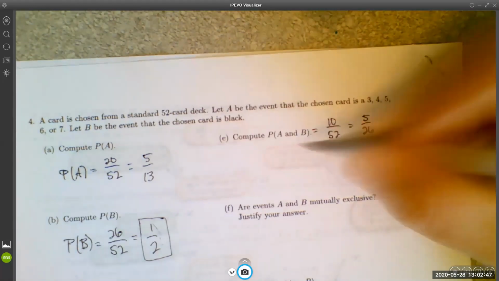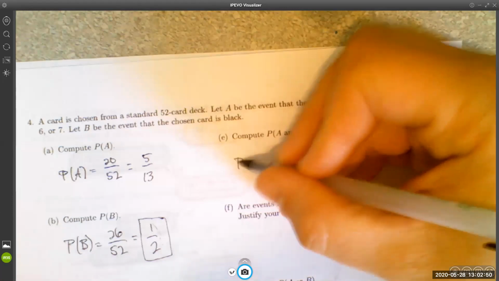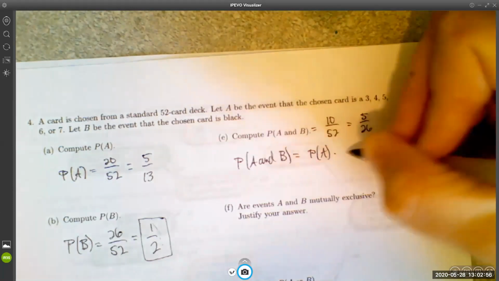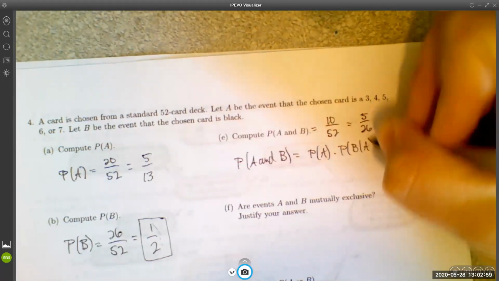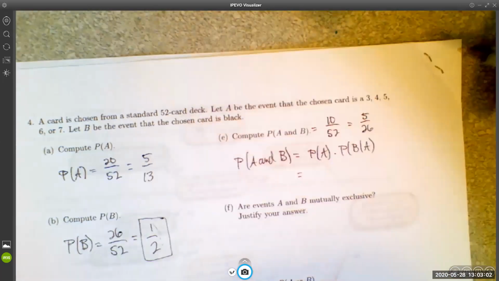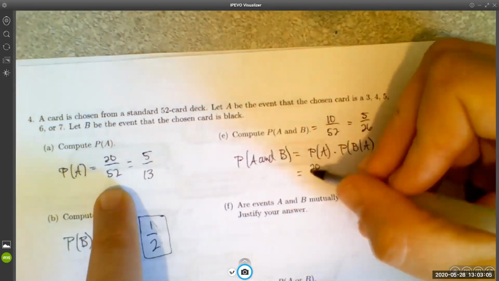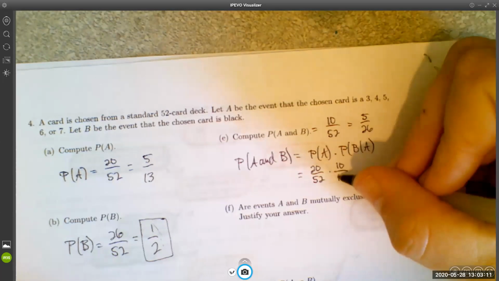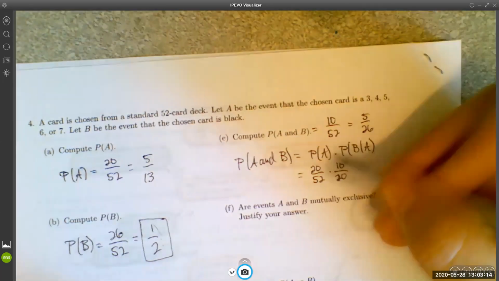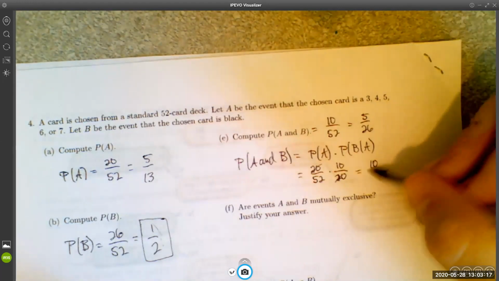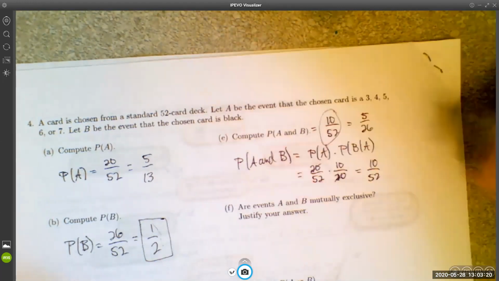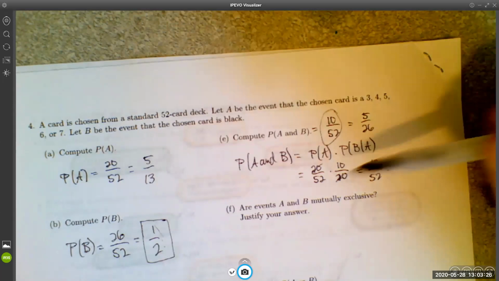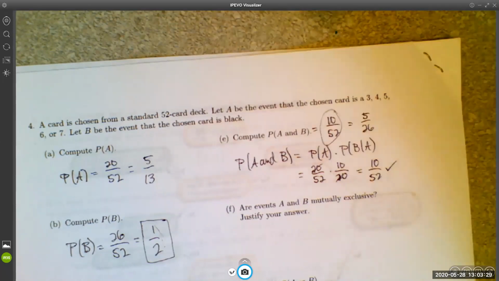Now, I want to give you another way to do that, because we said that the probability of A and B should be equal to the probability of A times the probability of B given A. Well, let's verify. The probability of A is 20 out of 52. The probability of B given A is 10 out of 20. Notice that you can cross-cancel the 20s and you get 10 out of 52, just like we got when we reasoned it out. So the formula also works for this. It's kind of nice. You didn't need the formula, though. You could have just looked at the cards and figured it out.